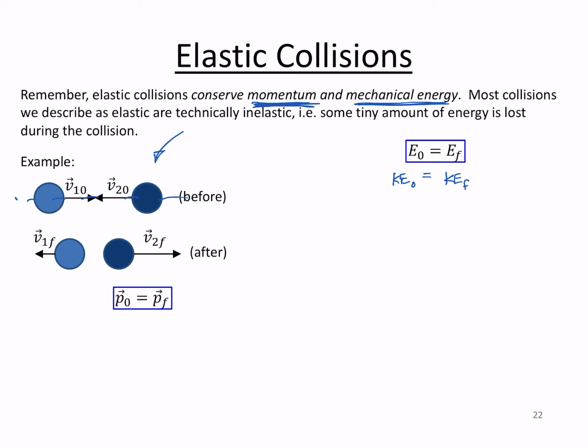And elastic collisions are relatively rare in nature. Most collisions at the human scale anyway lose at least a little bit of energy during the collision, but they're a good approximation to a lot of collisions that we see, and they do occur, albeit more at the subatomic level and things like that in nature. Okay, so they're a good model to use for certain things that we'll see.